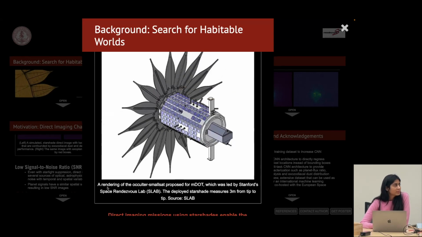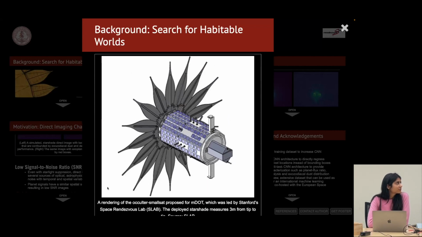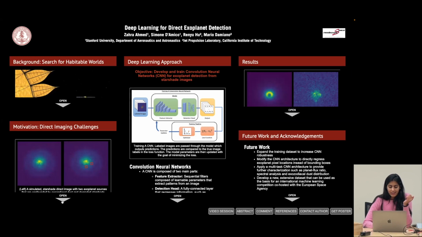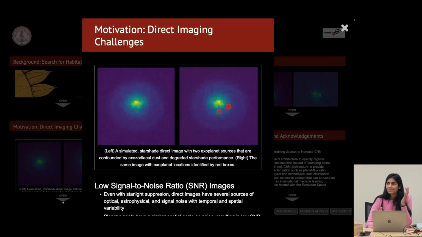And so here is an image of, I'm sure you guys are familiar with this, MDOT, which was a 3-meter tip-to-tip starshade occulter, versus some of the ones that were studied for, like James Webb, for example, which were on the order of 30 meters. So we've established direct imaging as a key technology area that we want to develop for exoplanet science. And we've established starshades as a promising technology for starlight suppression.